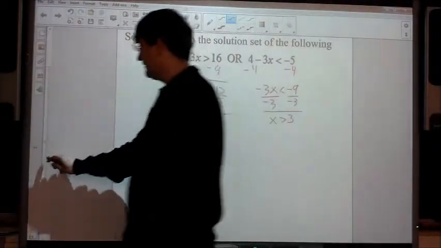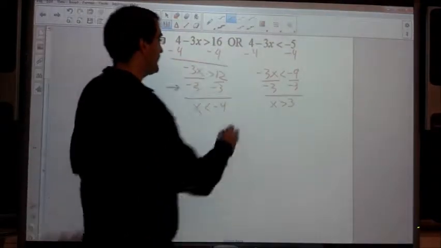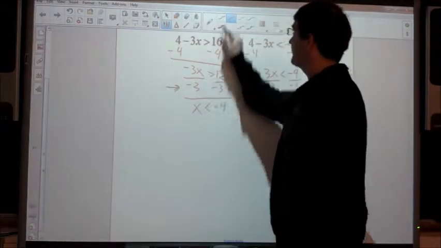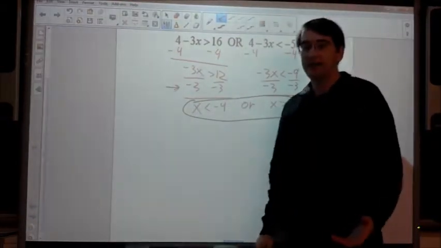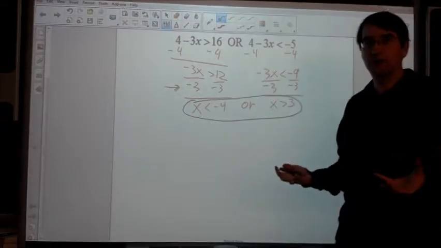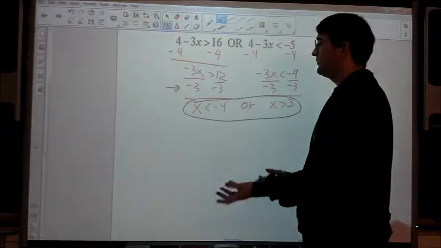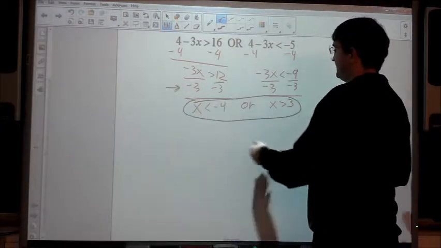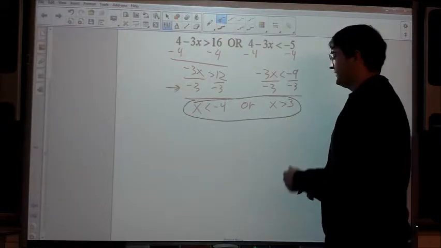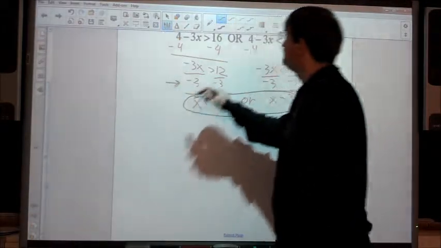Then when we go to graph it, we have two different inequalities again. And this is an OR. So this would be one way of writing my solution. I can't write these together without saying OR, not like I had with the previous example. I have to leave the OR in there because, again, we can't have a number that's both less than negative 4 and greater than 3, and so we just leave it like that with a little OR statement.